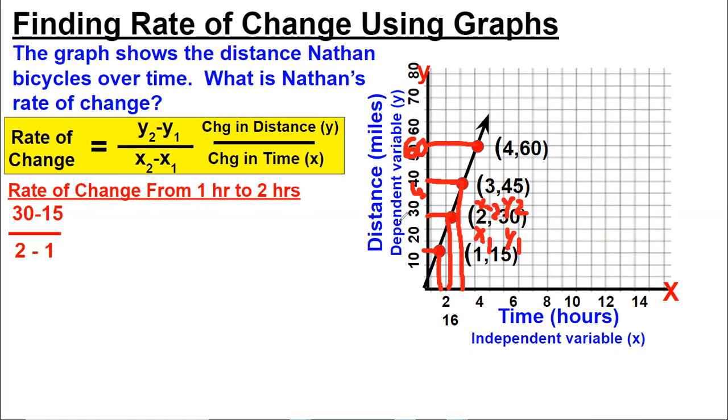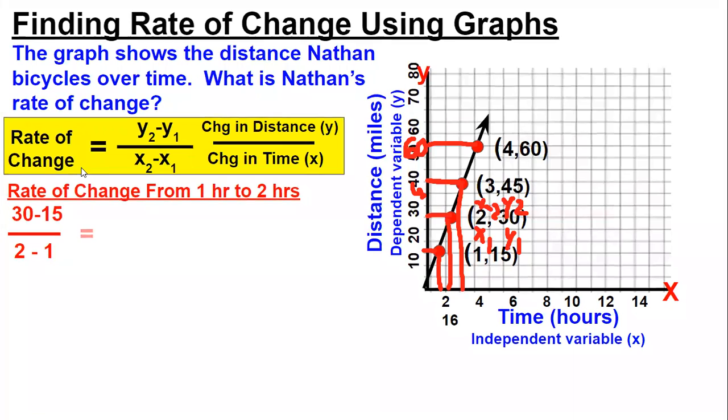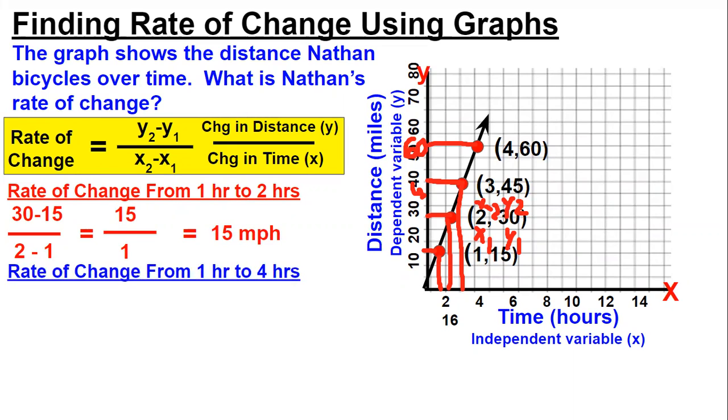It's a really good idea to write those numbers by there. So then we do y2 minus y1, 30 minus 15 over x2 minus x1, 2 minus 1. Do the math, you get 15 over 1. So the rate of change is 15 miles per hour.